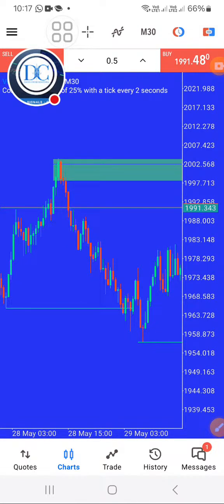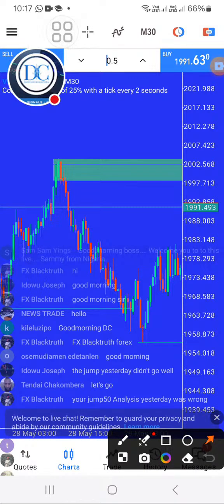The reason most order blocks do not work is that they don't follow the criteria that validates a valid order block. One, you want to see a massive drop. These are the things that you must follow.